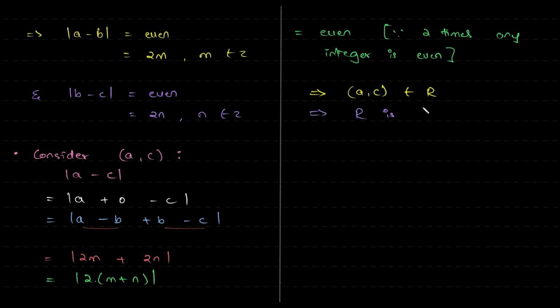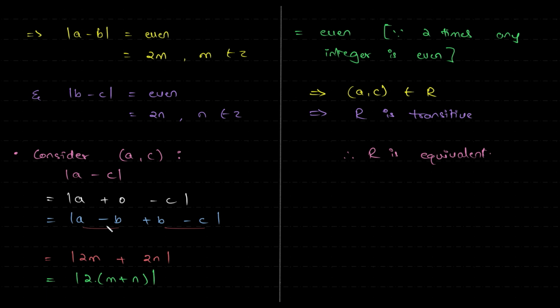R is transitive, right? Transitive. Therefore, R is an equivalence relation. So this is your first part of your answer. I hope you guys are not confused over here.